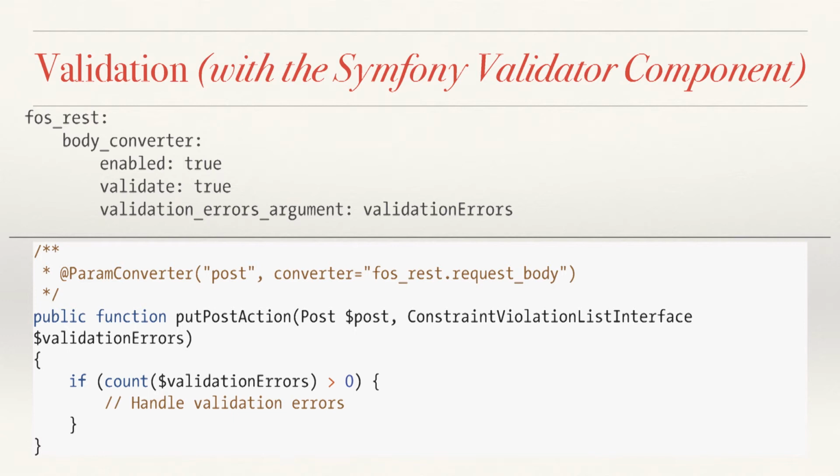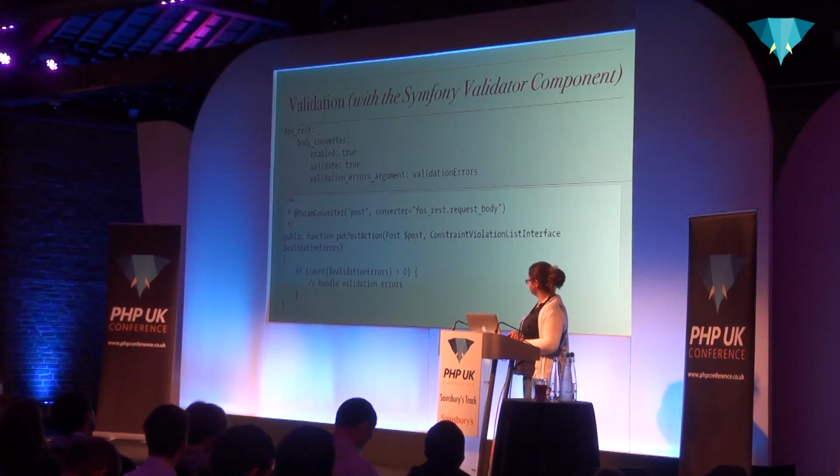So if you want to change it, of course, you could put blah blah, and on your action, of course, you will have to change it to blah blah right there. Then in your action, you handle all the things you want to with your constraint violation list. It's easy.